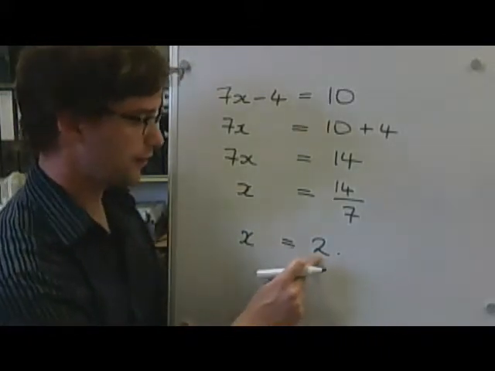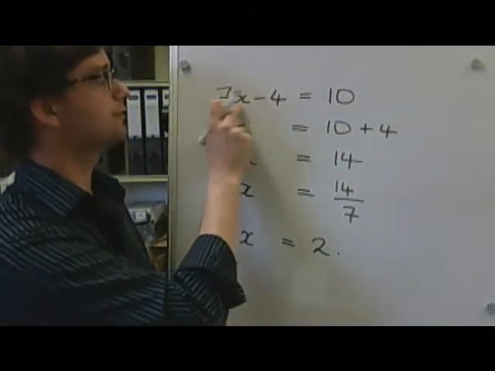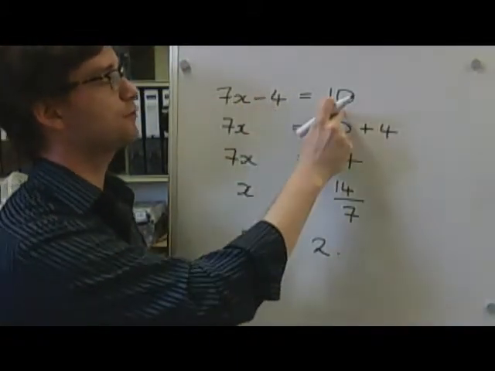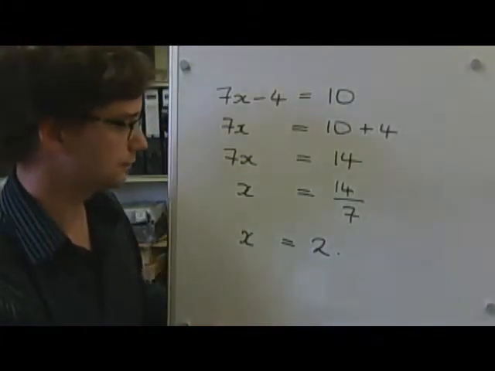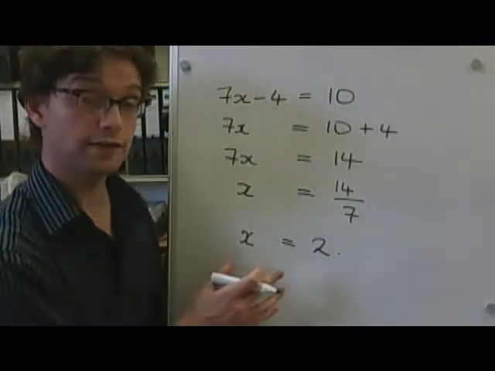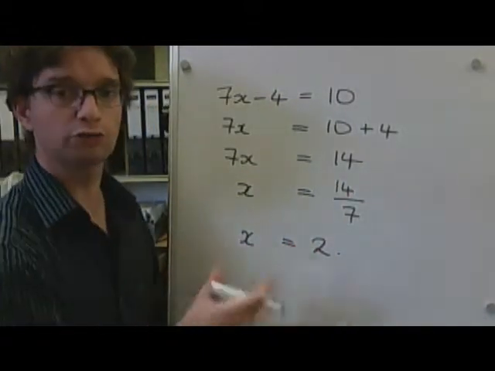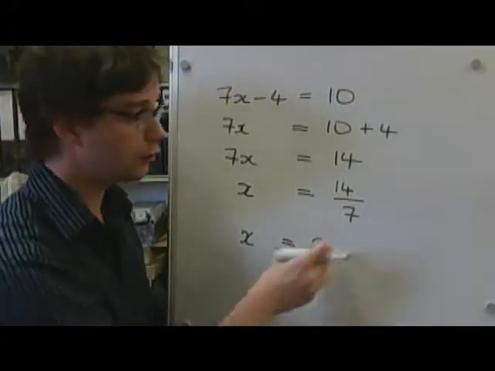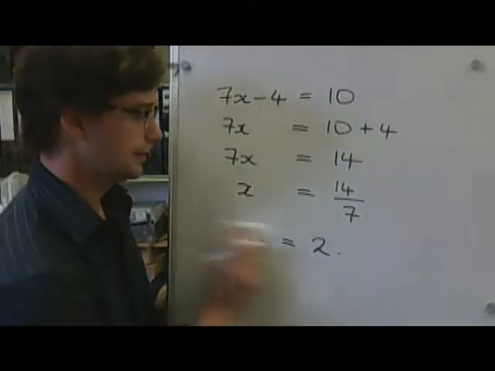We'll check that x equals 2 works in here. So 7 times 2 is 14, take away 4 does equal 10, so we've got it right. In both of the examples we've seen in this video, the dividing through worked really nicely. It just gave us a whole number at the end. It doesn't matter if it doesn't.